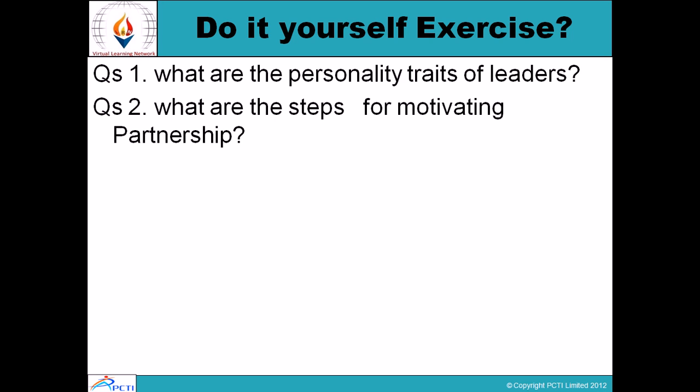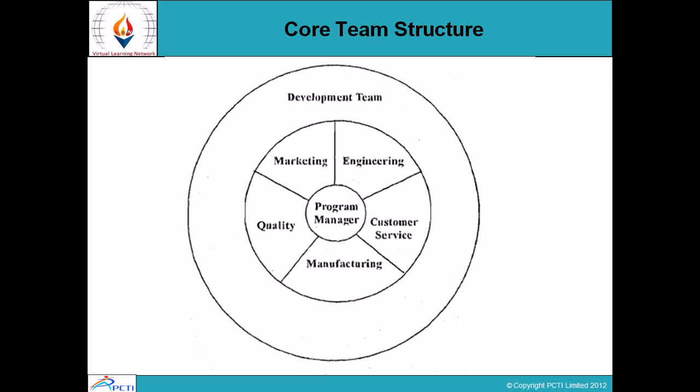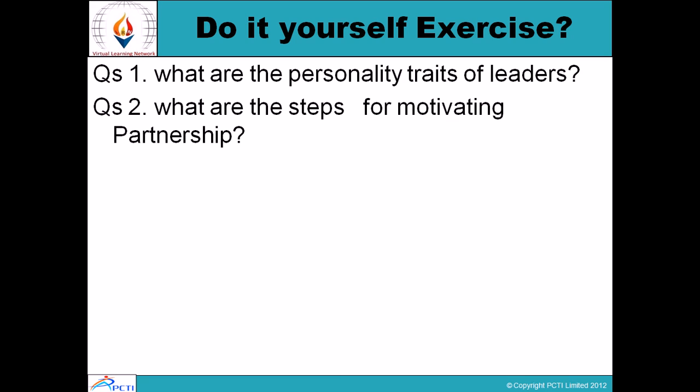Before we end, there is a do-it-yourself exercise for you. The first question is about what the personality traits of leaders are. You have to explain each and every trait with a proper example. The second question is about the steps for motivating the partnership. After going through this slideshow, you will be able to answer these two questions. Right? With this, we are going to finish this session. Thank you.